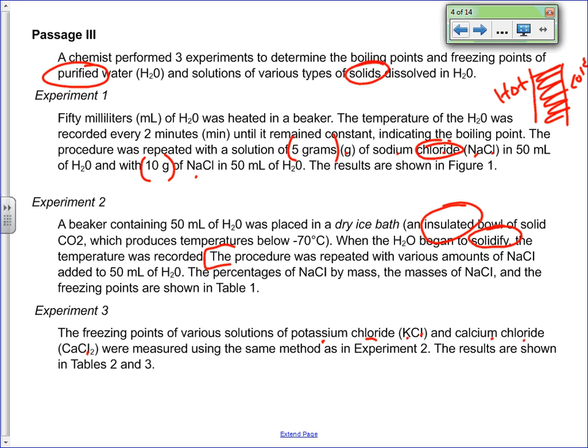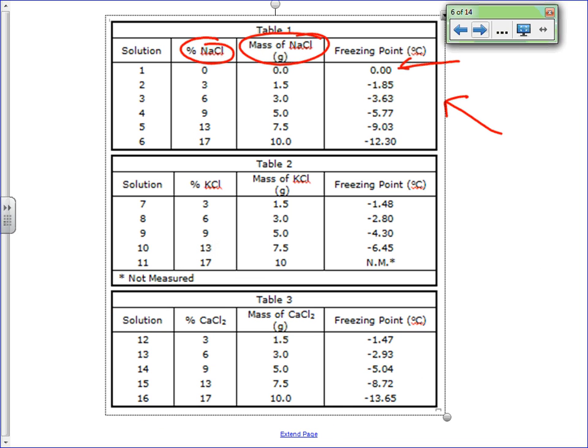How did they do this in experiment 3? You want to read experiment 3 for us? The freezing point of various solutions of potassium chloride and calcium chloride were measured using the same method as in experiment 2. The results are shown in tables 2 and 3. Nice. So instead of using salt, what did they use in this case? Potassium chloride. And which other one? And calcium chloride. Nice. So they did the same thing, and that's how you get the data that's listed here.